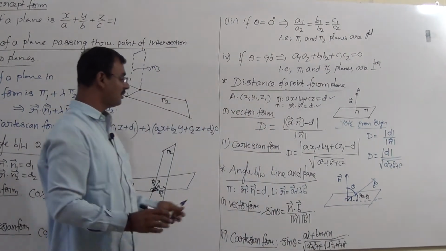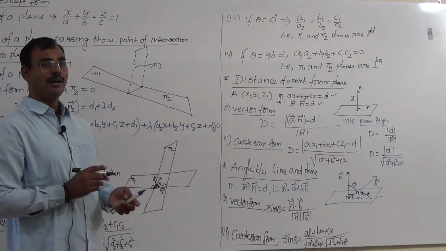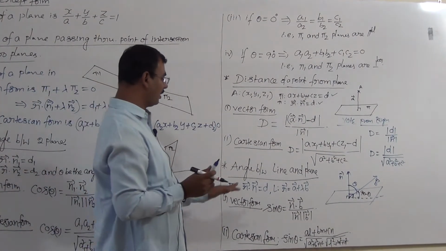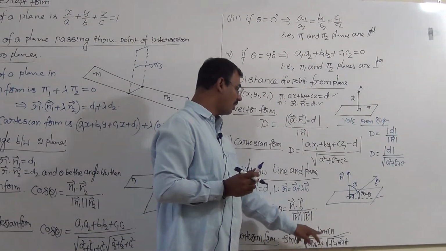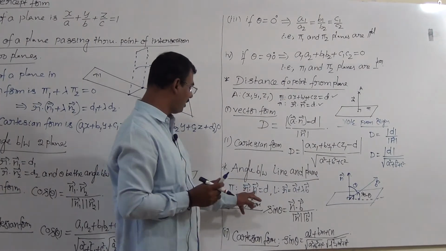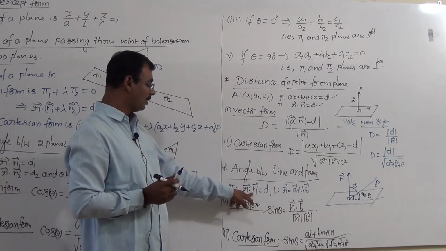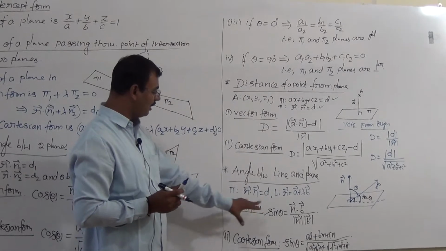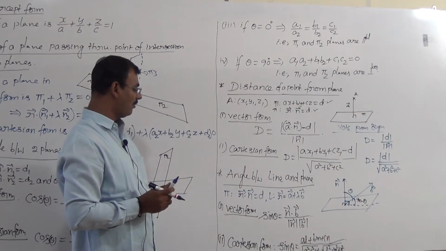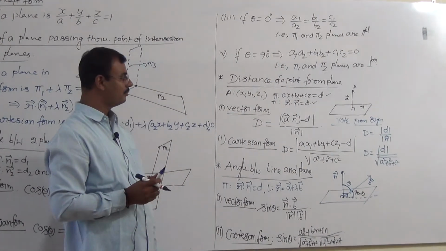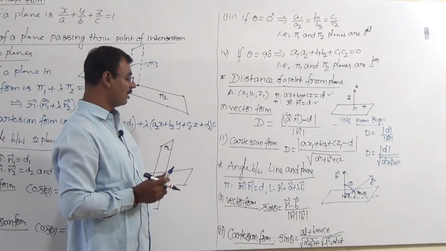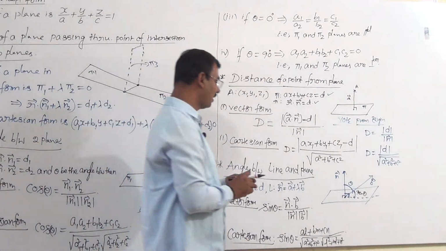Here l, m, n are DRs. I took these letters for convenience. l, m, n are the DRs of the b vector of the line, and a, b, c are the DRs of the n vector of the plane. Then sin theta is equal to al plus bm plus cn divided by square root of a square plus b square plus c square into square root of l square plus m square plus n square.